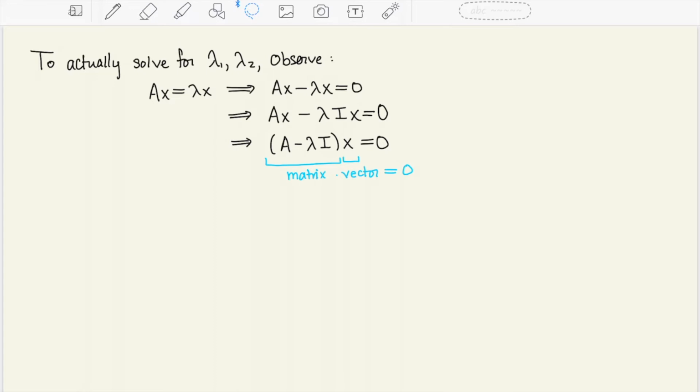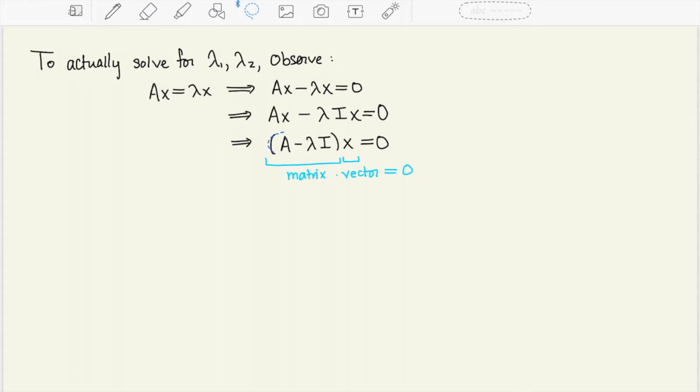So to actually solve for lambda 1 and lambda 2, rather than making a guess, let's observe something. If lambda is an eigenvalue, then there's some eigenvector x, and Ax is equal to lambda x. We can rewrite this equation to just say that Ax minus lambda x is equal to the 0 vector. And then we're going to do a little trick. We're going to insert the identity matrix in between lambda and x. It doesn't do anything because the identity matrix times x still gives you x, so you can put that in at no cost. But now what we're going to do is pull the x out of the equation.